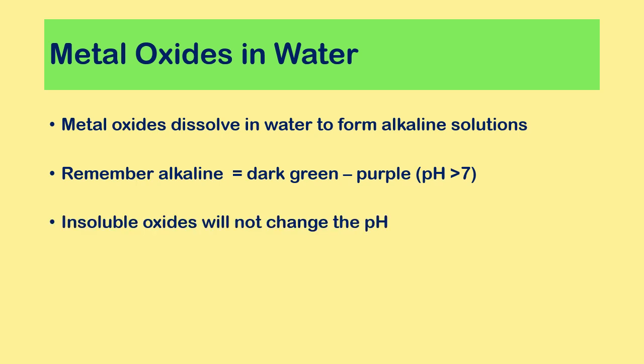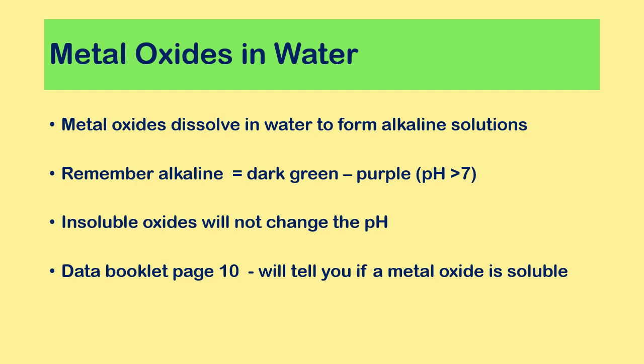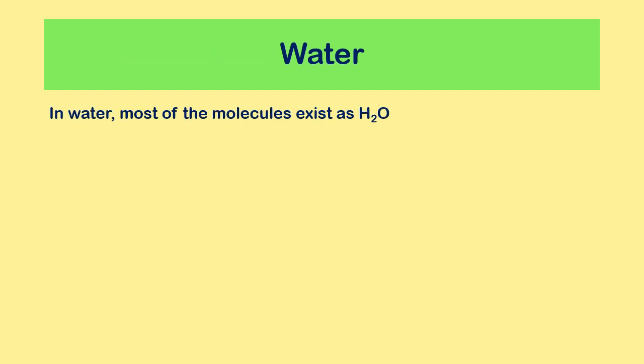If a metal oxide cannot dissolve in water, if it is insoluble, it cannot change the pH. And therefore, if you have universal indicator in a solution like that, it will stay green. And you can use the table at the bottom of page 10 in your data booklet to work out whether or not a metal oxide is soluble or not. The key is if there's a letter I, it's insoluble. If there's a letter V or VS in the box, then it is soluble. Now, water as a molecule has the formula H2O.